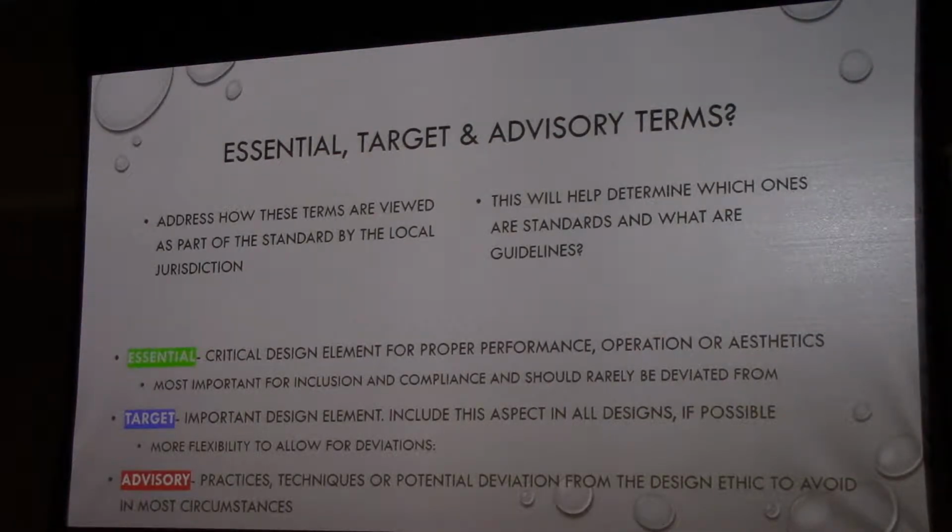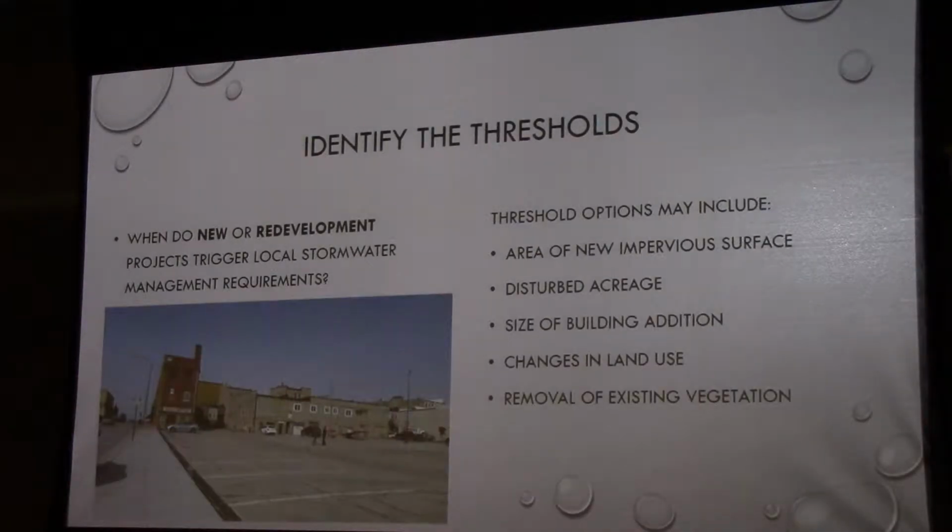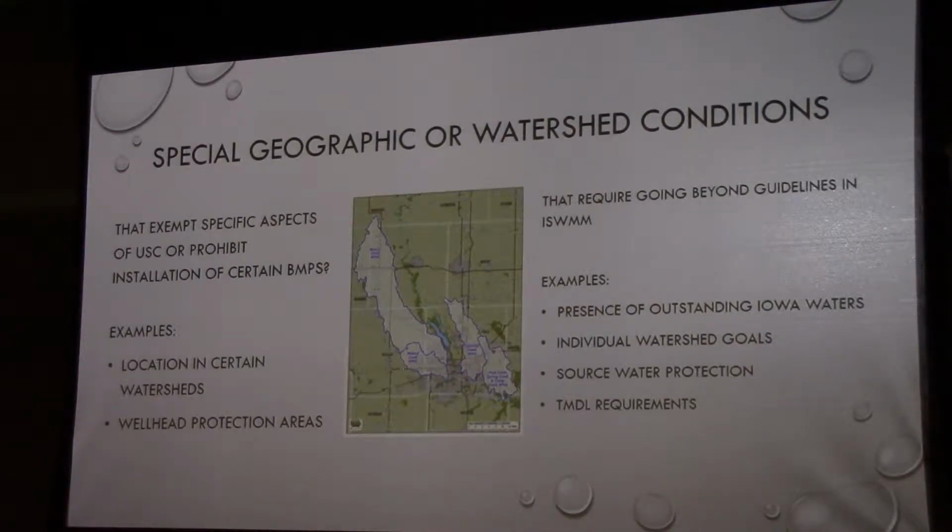And then we talked about these terms, but how are these terms viewed as part of the standard? Do you have a method of treatment for them? That will help determine which ones are standards and which are guidelines as you go about adopting. And then identifying the thresholds. If you're talking about new development or redevelopment, what are the triggers for local stormwater management requirements? Are they the size of impervious area, a disturbed acreage, the size of a building addition, changes in land use, removal of vegetation, some of those things? When is this guidance triggered?